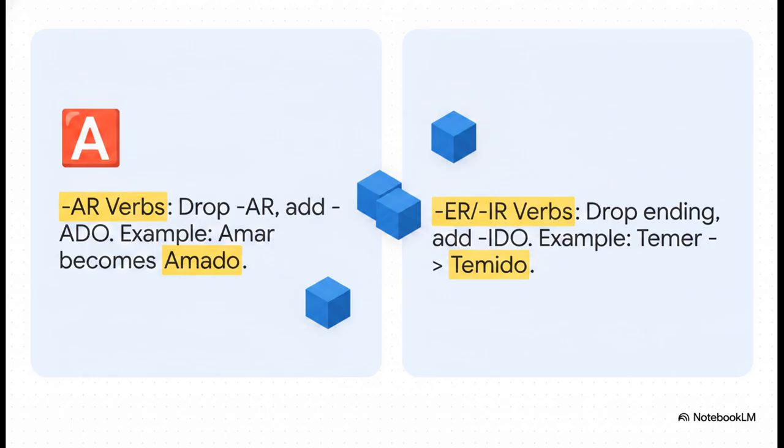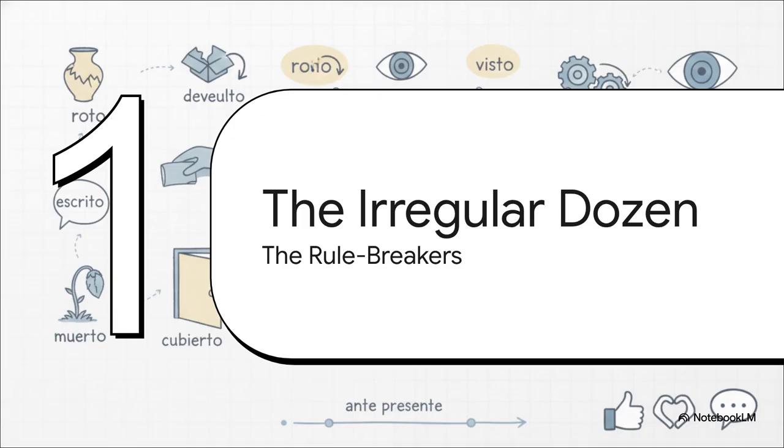If your main verb ends in AR, you just drop the AR and add ADO. So just like our source shows, amar simply becomes amado. Now if your verb ends in ER or IR, you drop those letters and add IDO. So temer becomes temido and partir becomes partido. Put it together with haber, and you get he amado for I have loved, or hemos partido for we have left. Simple, clean, and completely logical. And now for the fun part.